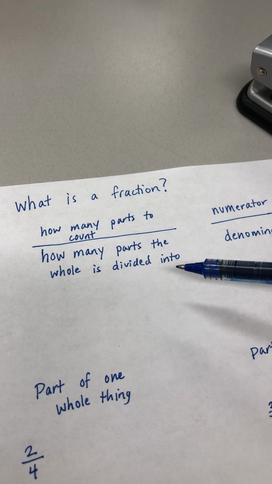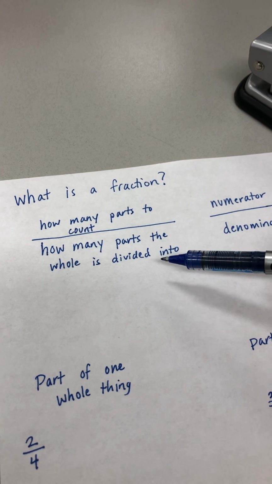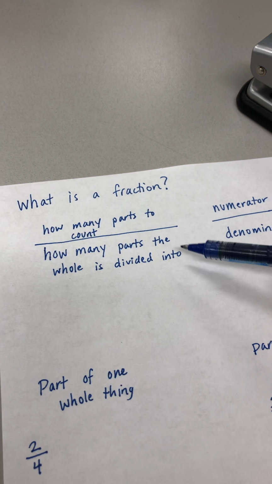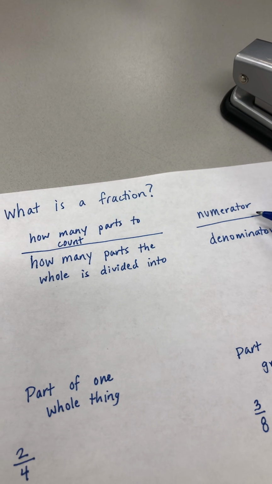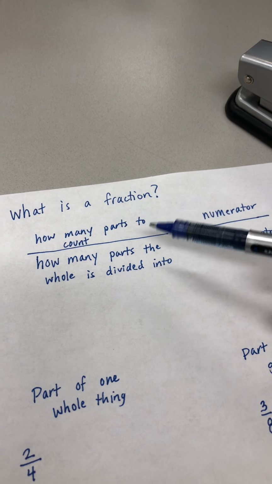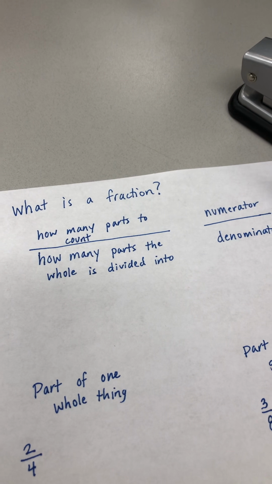And when students come from 3rd grade, most of the time that bottom number was a total number of parts, so we want to get away from that misconception. The top number is how many parts to count or how many parts to shade. We call that a numerator. But you can't shade any parts until you know how many parts to make. So that's why I say this bottom part is the most important part of the fraction.